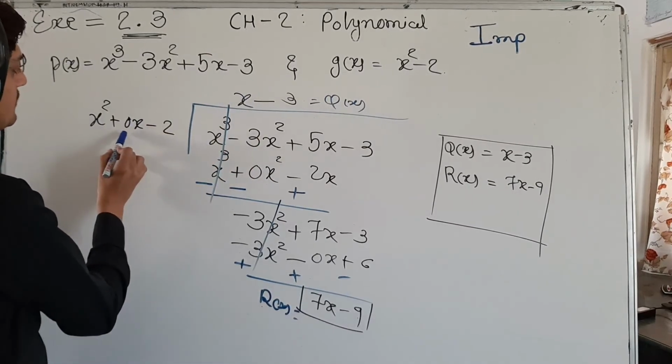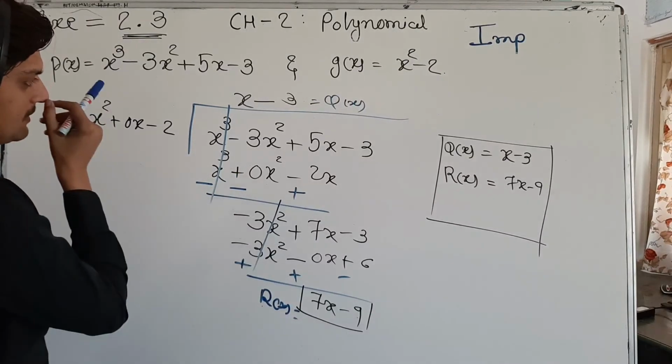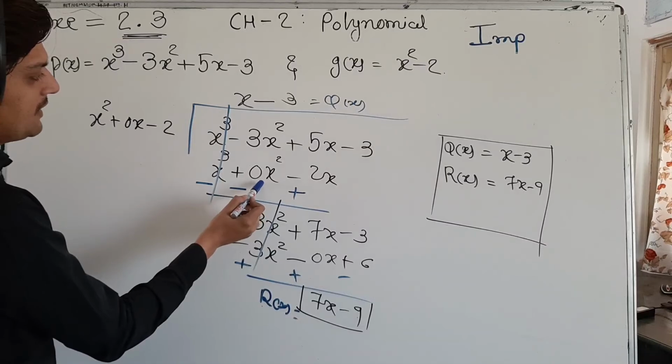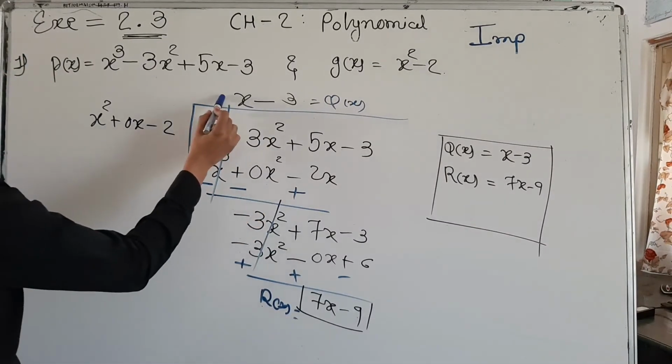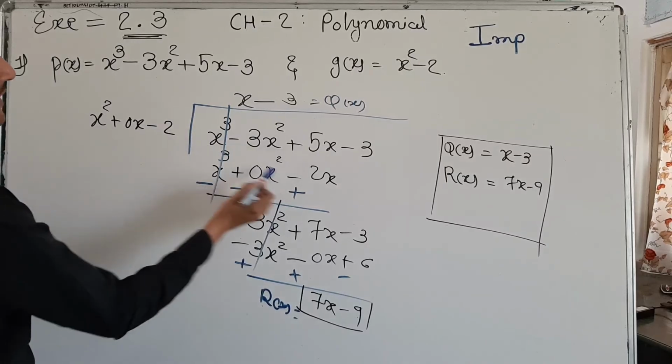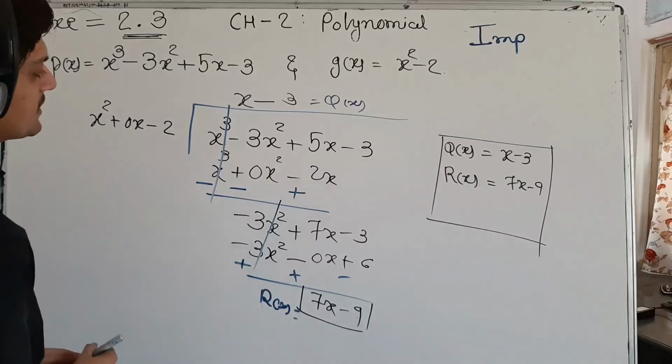Now x into 0x, both terms are plus. Here I will put the plus sign. So 0x square will remain. Now minus plus x minus 2x, so it's minus 2x, because minus 2 into x is minus 2x.